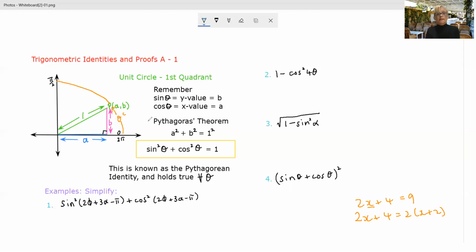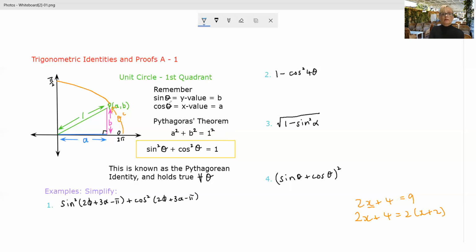Now, what we're dealing with here, I've just drawn the first quadrant because that's what we're focusing on here. Remember that sine of theta is your y value, which is b. Cos of theta is your x value, which is a. Because this is a unit circle, the hypotenuse is 1. So we know that a squared plus b squared is 1 squared because of Pythagoras' theorem.